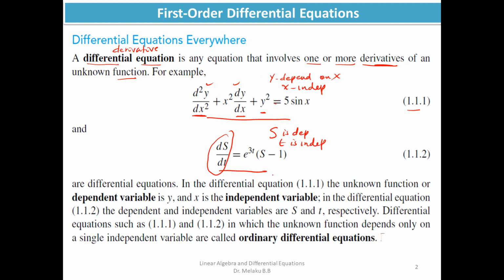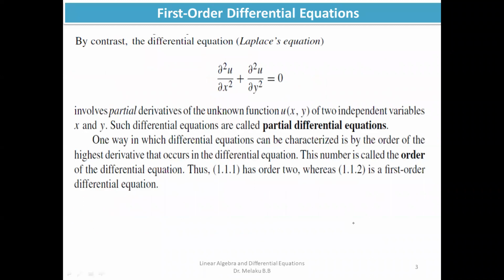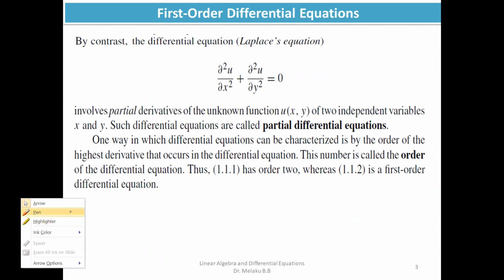So differential equations such as 1.11 and 1.12, in which the unknown function depends only on a single variable, for example this one depends on a single variable x, and this one depends on a single variable t, are called ODE, which means ordinary differential equation. There is another type called PDE, the partial differential equation, that we are going to see now.